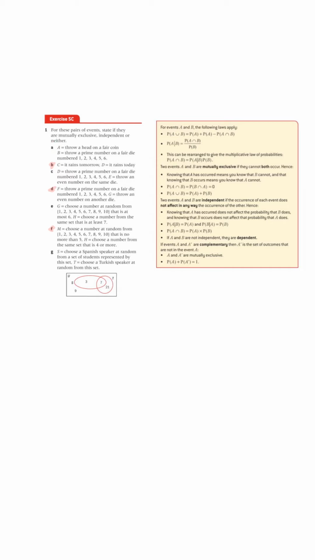Let's look at D. Now D is pretty straightforward, because there are two dice here. Throw a prime number on a fair die and throw an even number on another die. Well, if we look over here, we can see two events A and B are independent if the occurrence of each event does not affect in any way the occurrence of the other. So on one die, throwing a prime number does not influence at all the throw of an even number on the other die. Okay, they're two separate events there. So D is independent.